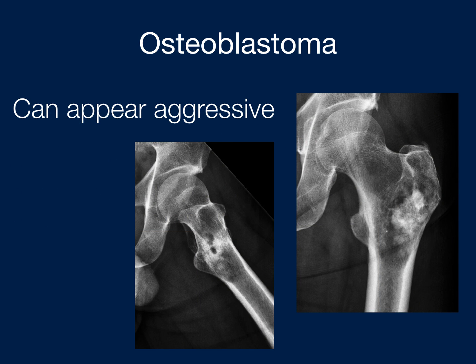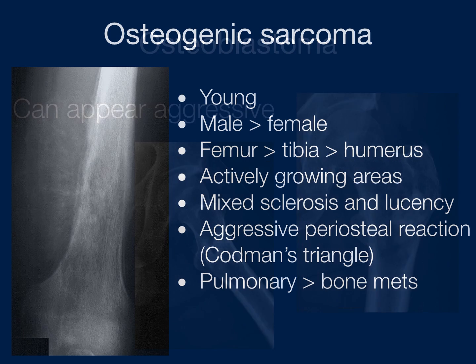Here's an example of an osteoblastoma appearing more aggressive with a mixed sclerotic and lucent appearance. And this usually happens when these tumors occur outside of the spine. They can look like aneurysmal bone cysts, and they have those elements.